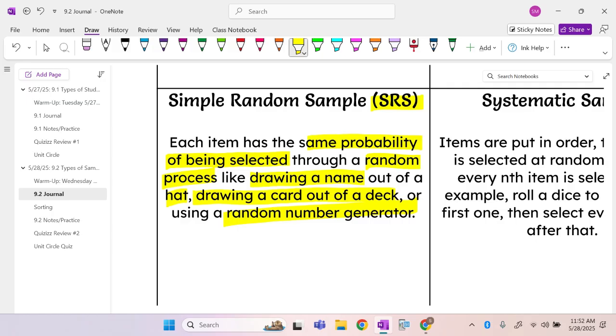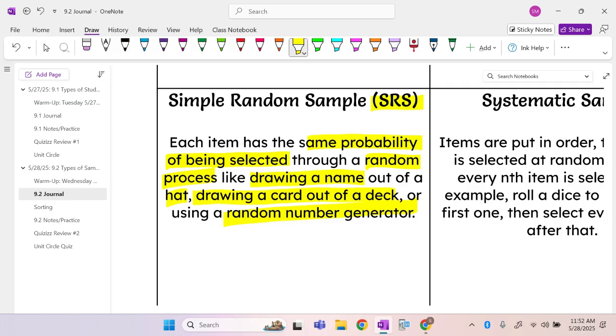I've used this before in this class, where I made you draw a card and that decided your groups. You had the same probability of picking any of the cards, and that also assigned your group. It was completely random. I had no effect. I had no clue which cards you were going to pick. And that's how that works.